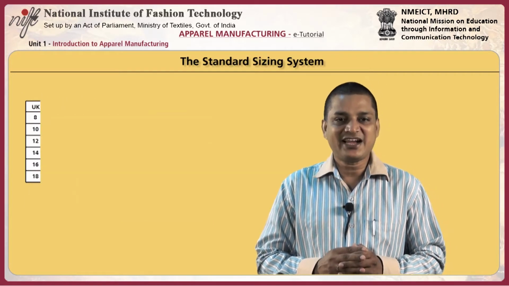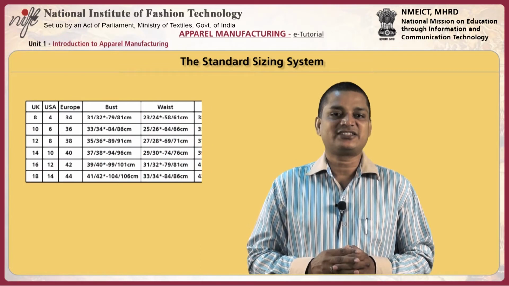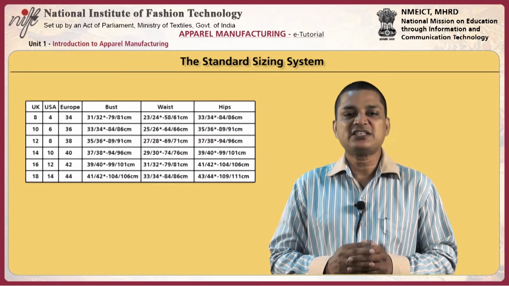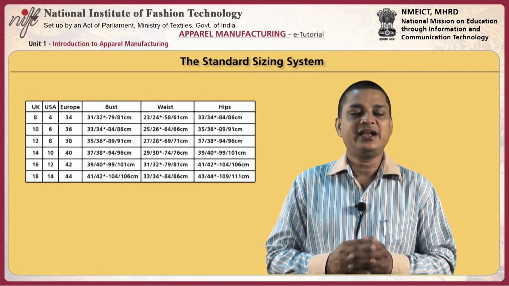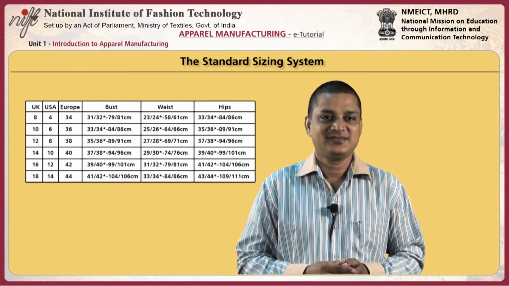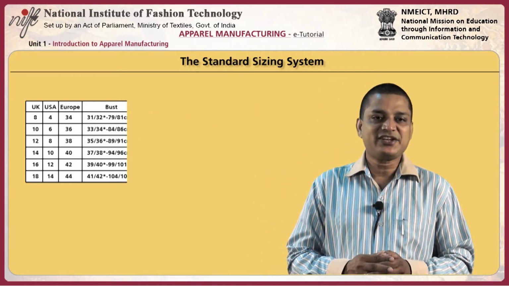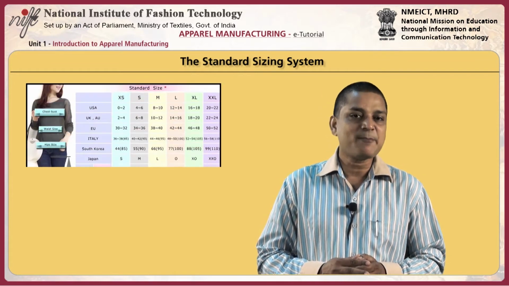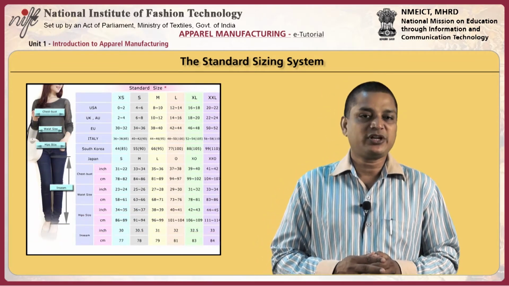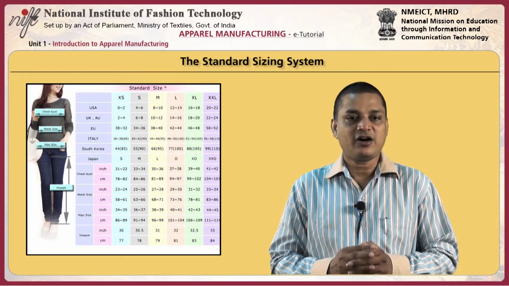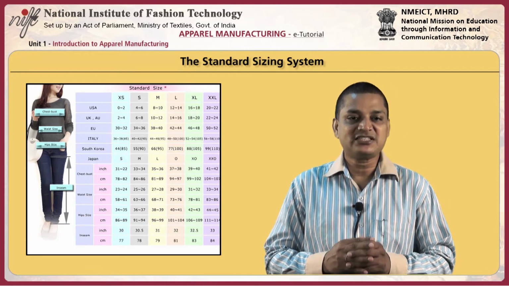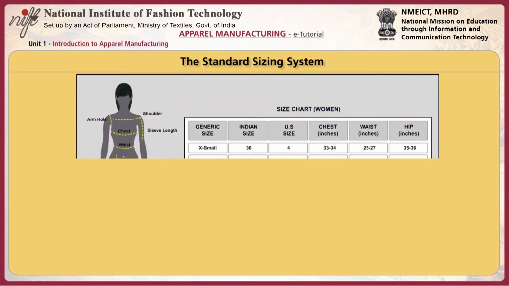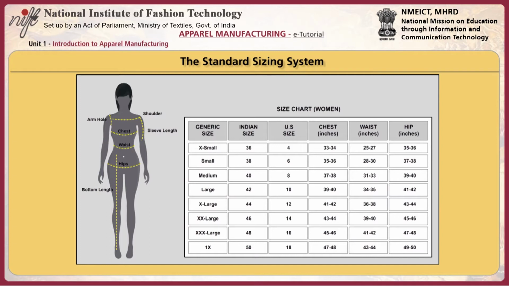This problem in standardizing led to the first large-scale scientific study of women's body measurements for pattern making and garment construction. The main purpose of this survey was to find out key measurements of a female body. These measurements were important to predict other body measurements. These measurement techniques provided the basis for a standard sizing system for women's apparel. This is a standard sizing system chart.